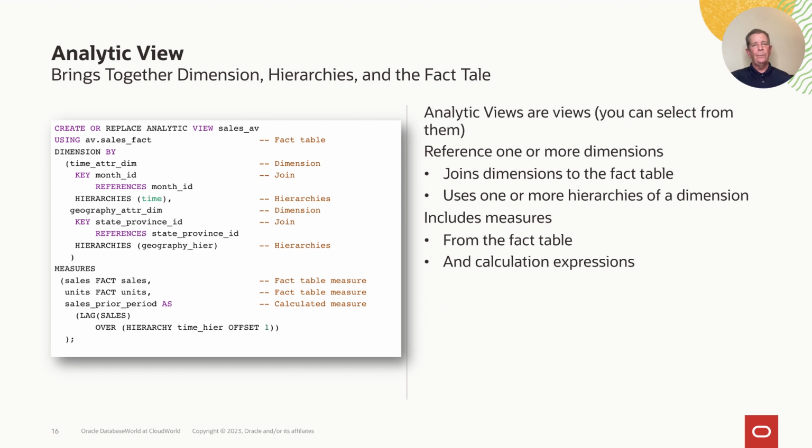And then finally, we have the analytic view itself. The analytic view is where it all comes together. We're going to create an analytic view using a fact table. This is where the fact data comes in. We're going to list the dimensions and the hierarchies that we want to use. And then we have the key references. That's your join. Then we have a list of measures. In this example, the fact measures are coming from the fact table, and sales prior period is a calculated measure. So that's a definition of a complete analytic view.